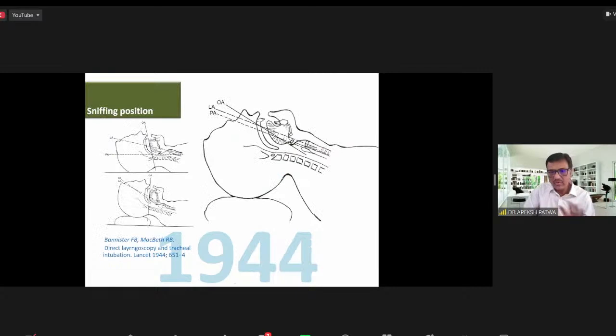And in 1944, Bannister and MacBeth gave the three-axis alignment theory. They stated that flexion of the cervical spine and extension of the AO joint align the oropharyngeal laryngeal axis, and that's the reason we are able to get the optimal laryngeal view. This was not a proven thing. Still, it's not proven. It's a hypothesis, and they explained how the three axes align and provide the laryngeal view.